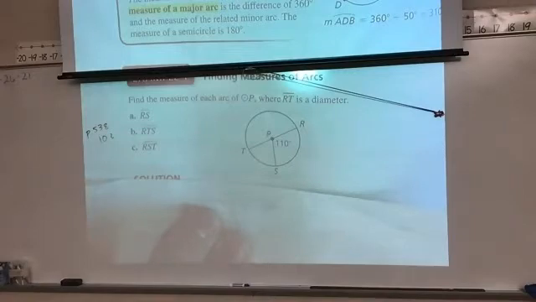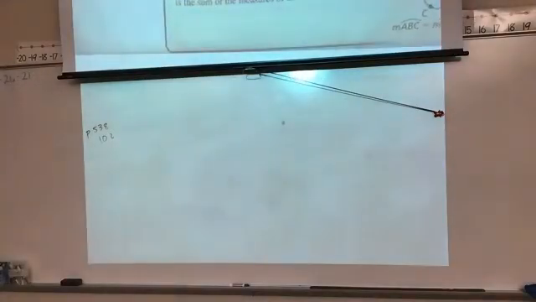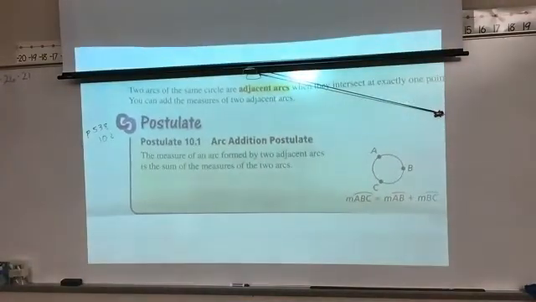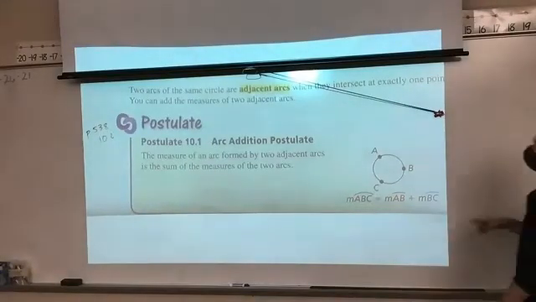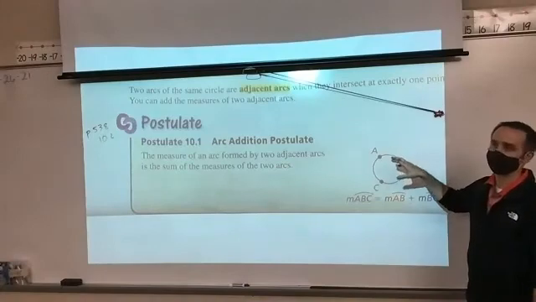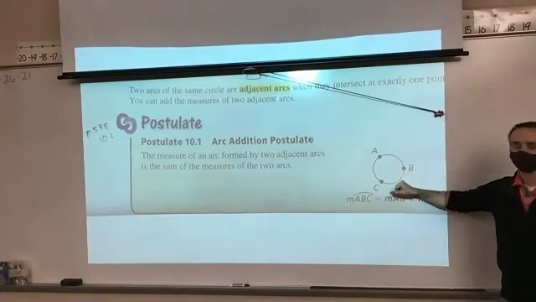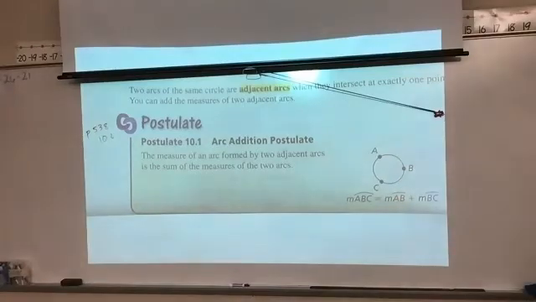Other things that we can talk about here, this idea of adjacent arcs. Adjacent arcs are just two arcs that share an endpoint. They share an endpoint, they don't overlap, right? And we have the arc addition postulate. Just like way back in chapter 1, we had angle addition postulate and segment addition postulate. Same exact thing.